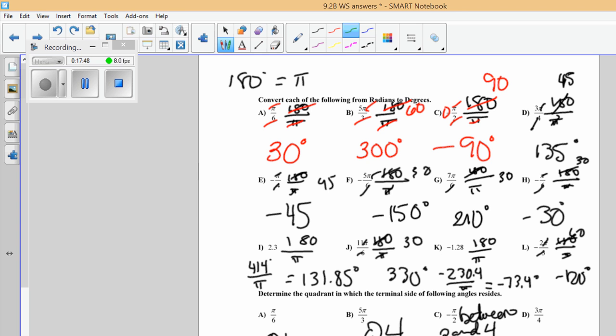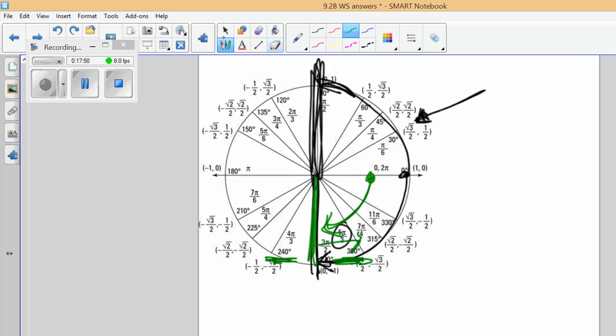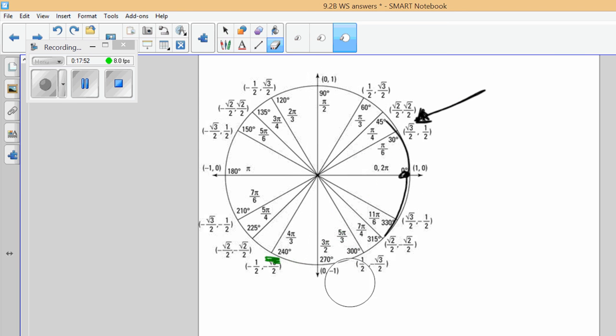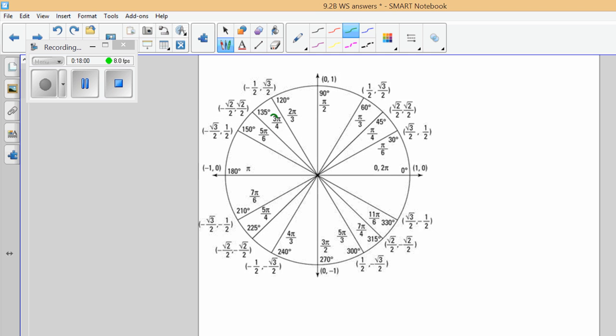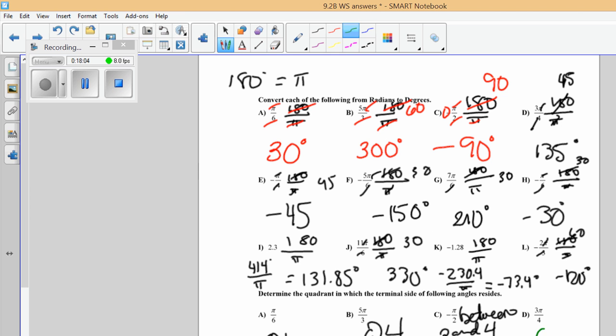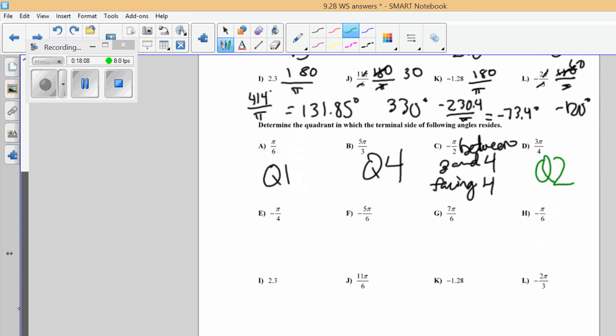Okay, 3 pi over 4. Ooh, I have that one memorized too. 3 pi over 4, where's 3 pi over 4? Right there, gotcha. Quadrant 2. This is how we do this. We're just looking it up. They're trying to familiarize us with the quadrants and with the unit circle by having us look at it.